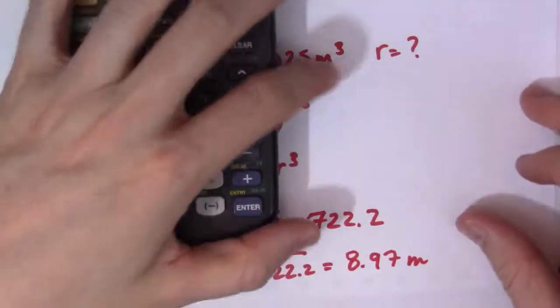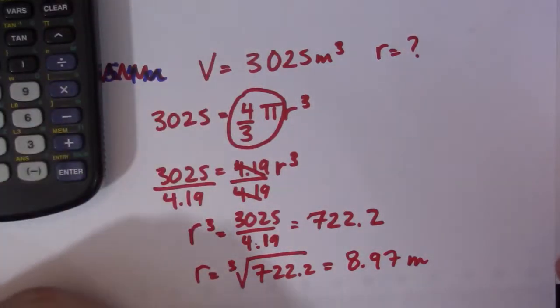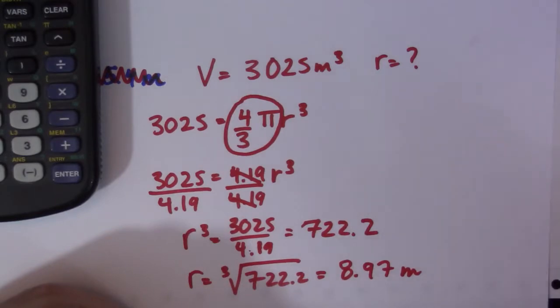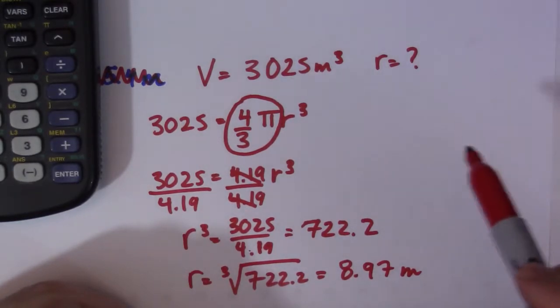There are basically the only two scenarios you might see. Now you might see other things like a hemisphere or something like that. So I've got another video on that. If you want to check that out, just search for it on my channel.